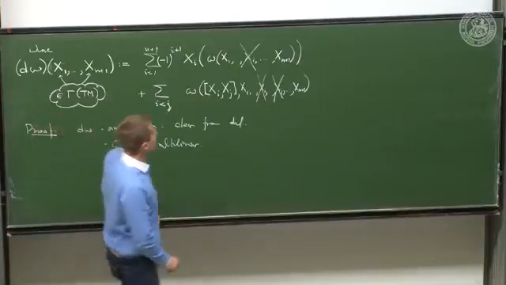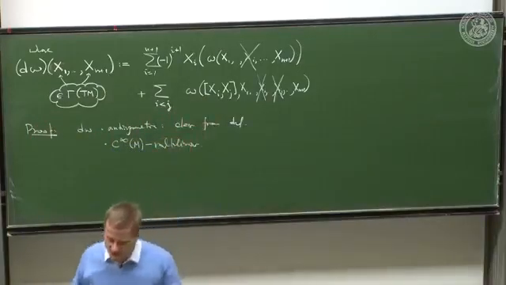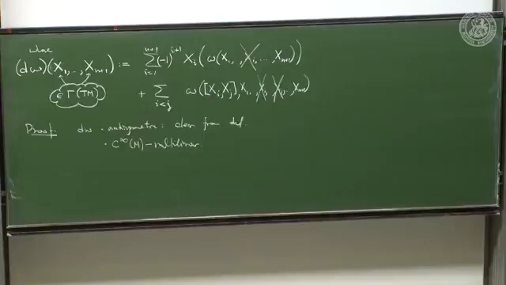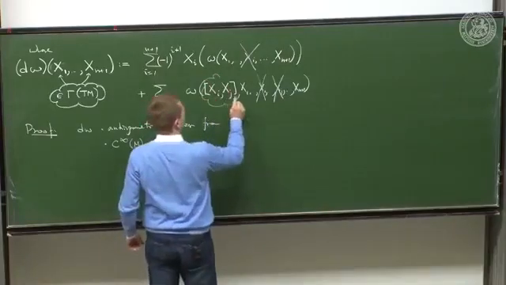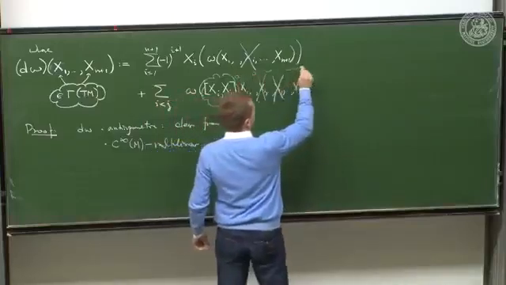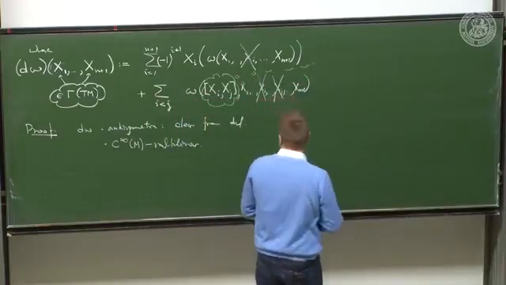So I need to explain to you what this commutator is. Well, the commutator of 2 vector fields, okay, so what is this?